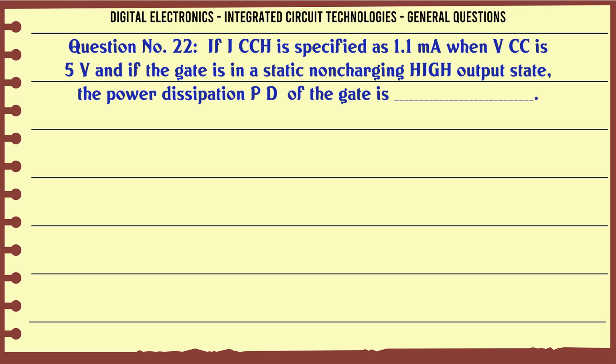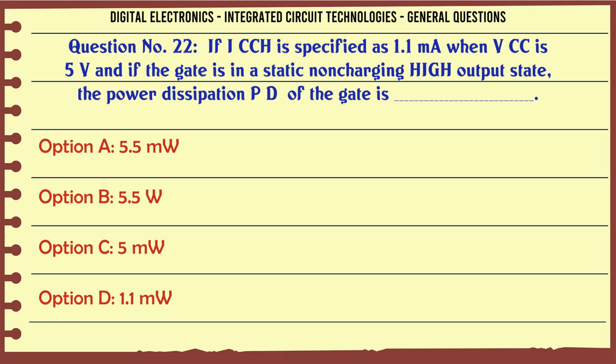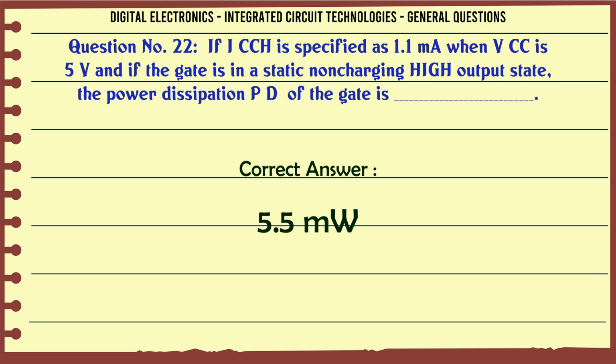If ICCH is specified as 1.1 mA when VCC is 5V and the gate is in a static non-changing high output state, the power dissipation PD of the gate is A, 5.5 mW. B, 5.5 watts. C, 5 mW. D, 1.1 mW. The correct answer is 5.5 mW.